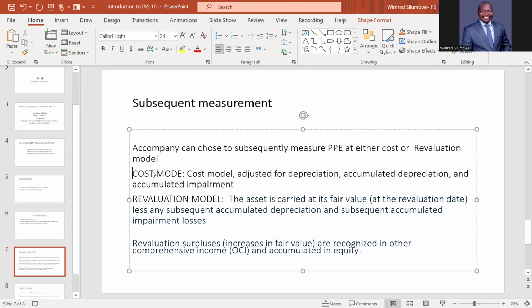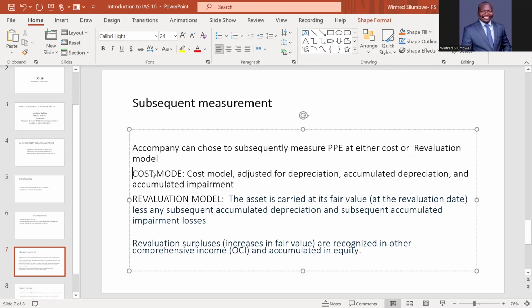Let me give an example. If, for example, an asset was bought at 5 million, it was depreciated by 1 million, meaning the book value is 4 million. Now something happens, and the asset, under the revaluation model, has gone to 3 million, meaning there's a loss of 1 million. So that 1 million should be posted under profit and loss.